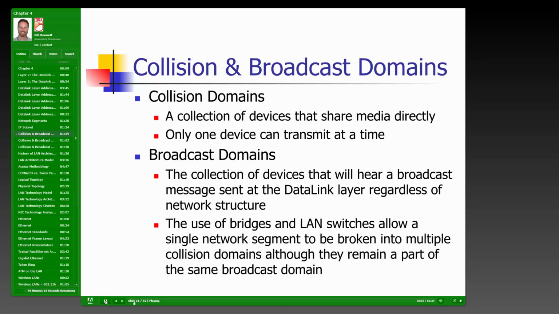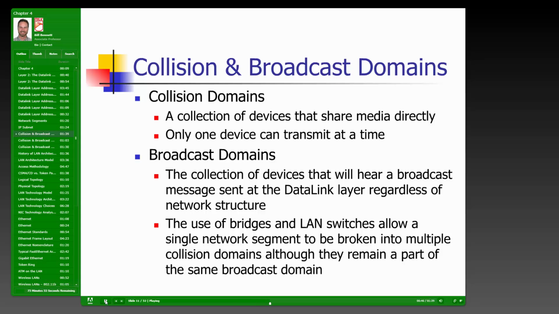Another important concept of local area networks is the difference between a collision domain and a broadcast domain. A collision domain is a collection of devices that share the same media directly, and only one device on the shared media can transmit at a time. If more than one device transmits, you have what is called a collision, because the two messages would collide on the media and corrupt each other, and neither message would be of any value because of the corrupted nature of the message.